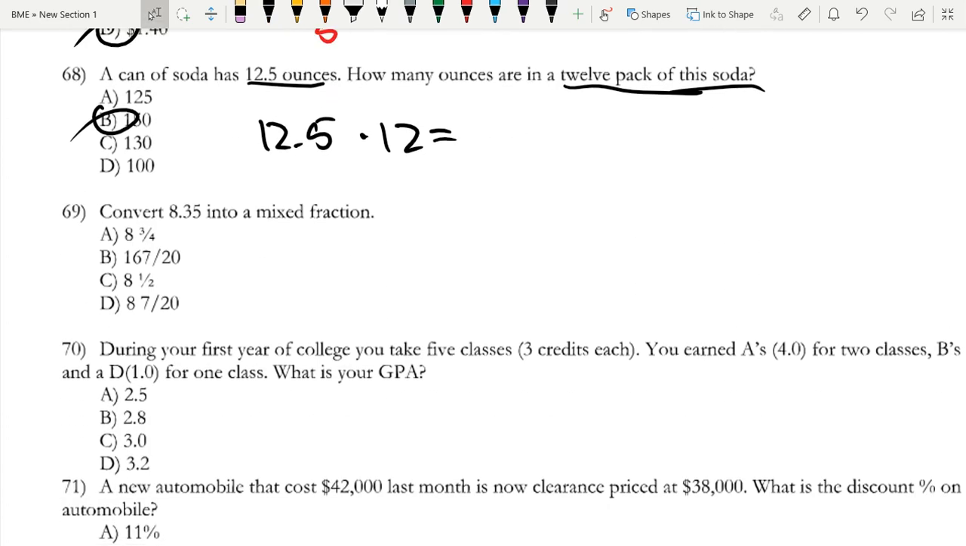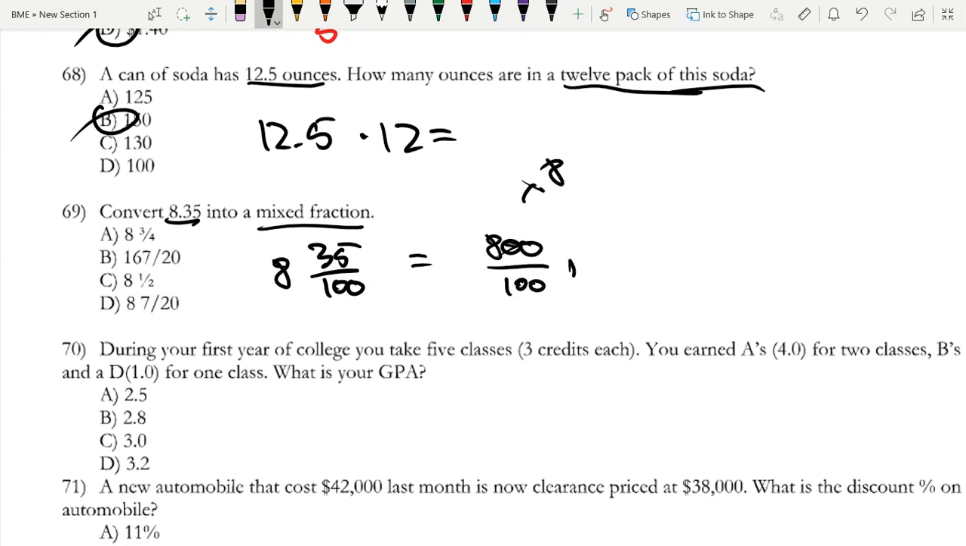150. Next, convert 8.35 into a mixed fraction. So what I like to do is make it big at first. So I do 8 and 35 over 100. Well, this is equal to 800 over 100, which is the same thing as 8, plus 35 over 100. So now we get 835 over 100.